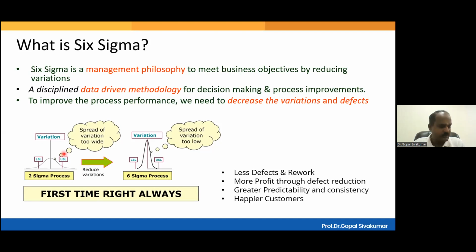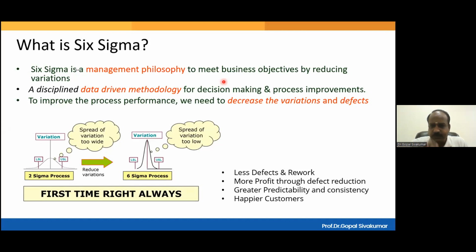Look here, there are two processes. Normally, a process is represented in the form of a bell curve. Here there is a process in which you can see the bell curve having a higher spread. Can you see a higher spread here? But in the other process, the spread is very less. That's why the curve is narrower. All of you are able to notice this? The spread is more here. The spread is less here. If the spread is less, that simply means variation is less. If the spread is more, variation is more.